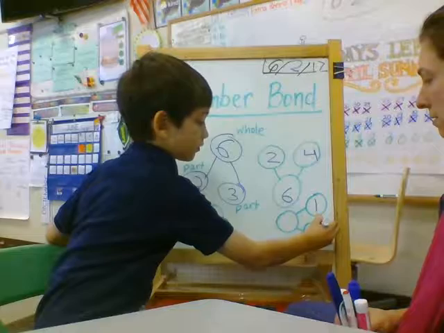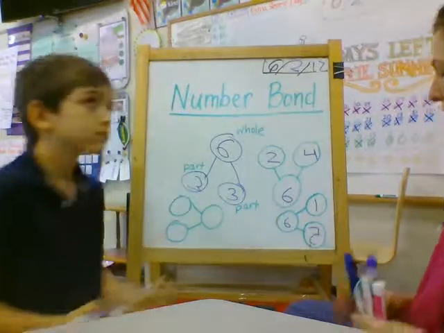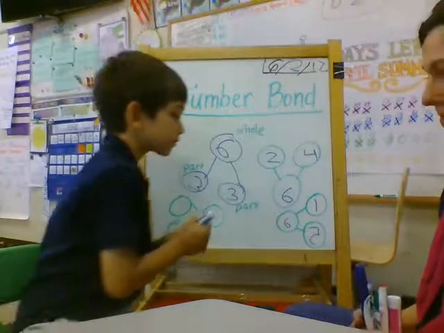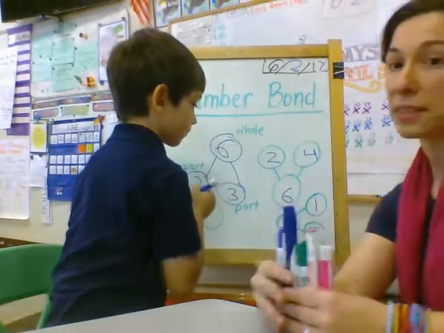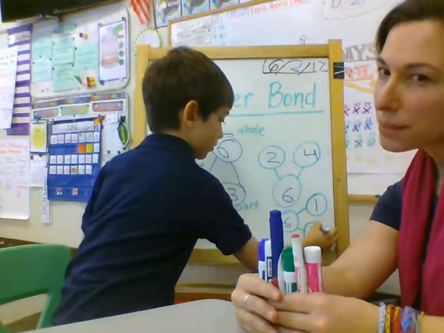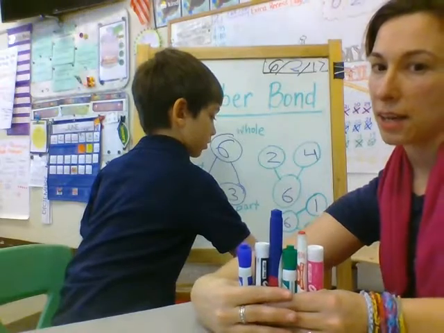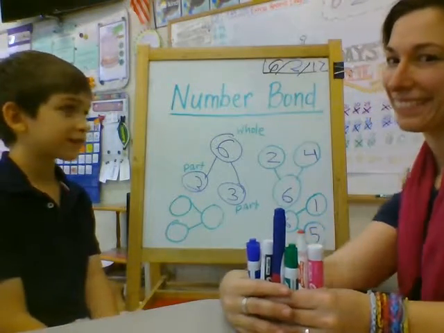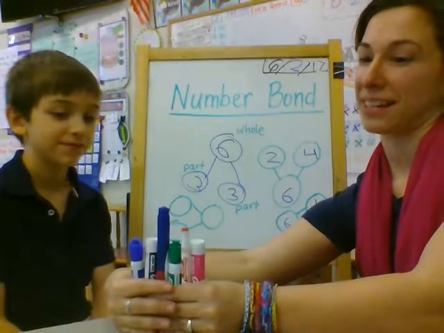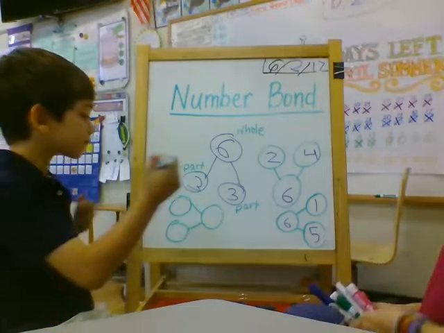1, 5, 6. Oh, your 5 is backwards. Do you want to fix that? And while he's fixing that, he's probably thinking that maybe the next number bond could be something like these 6 markers. What are you thinking? 6 plus 0. Okay, so we could have 6 and 0. All right, let's see what that looks like on our last number bond.